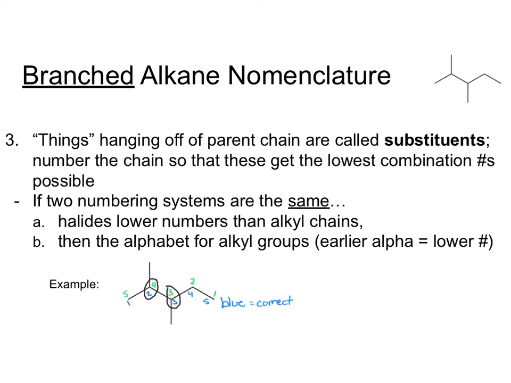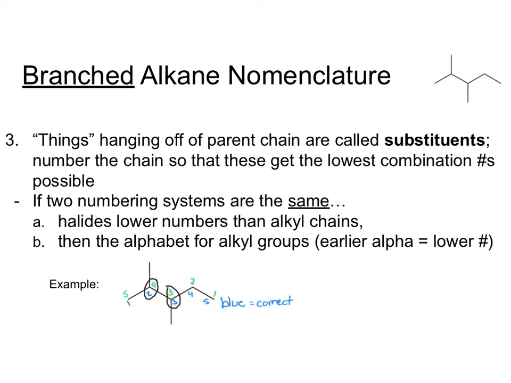First priority, lowest possible numbers. From there, if they are the same, you're going to give the halides, so any halogens, bromine, chlorine, iodine, fluorine, lower numbers than any carbons that are hanging off the chain. That's what alkyl groups are. And then if they're still equal, you're going to use the alphabet for those alkyl groups.